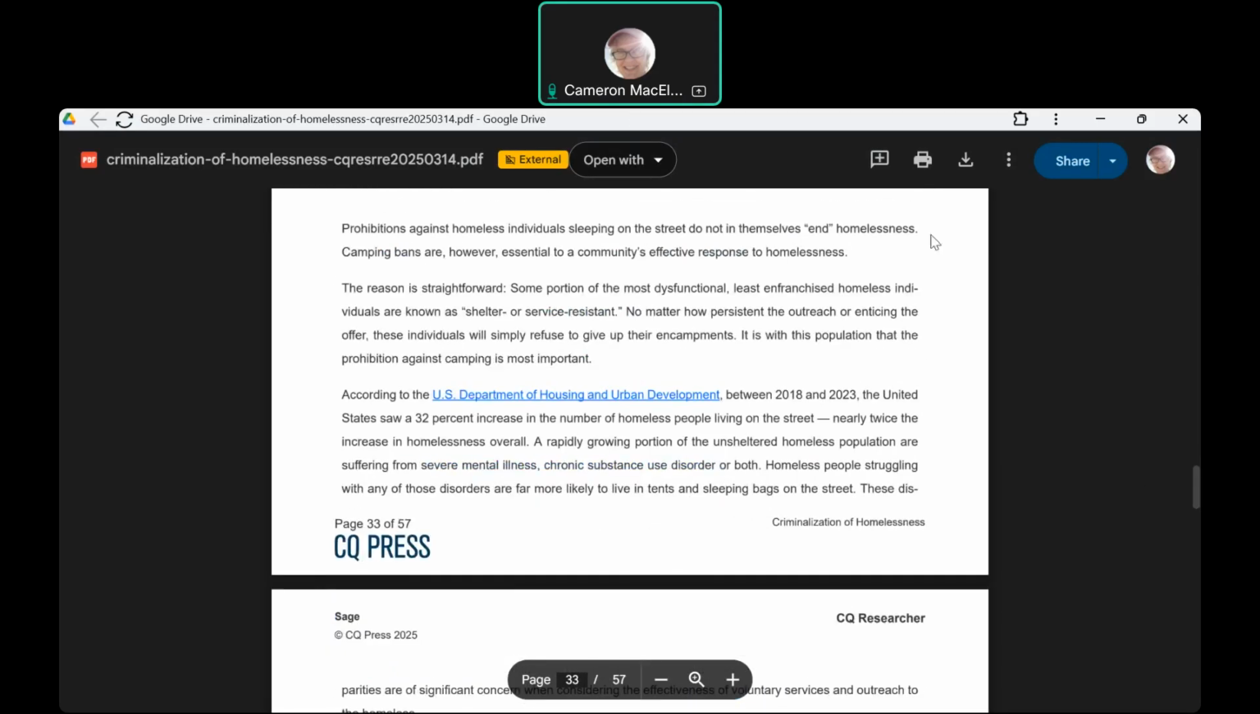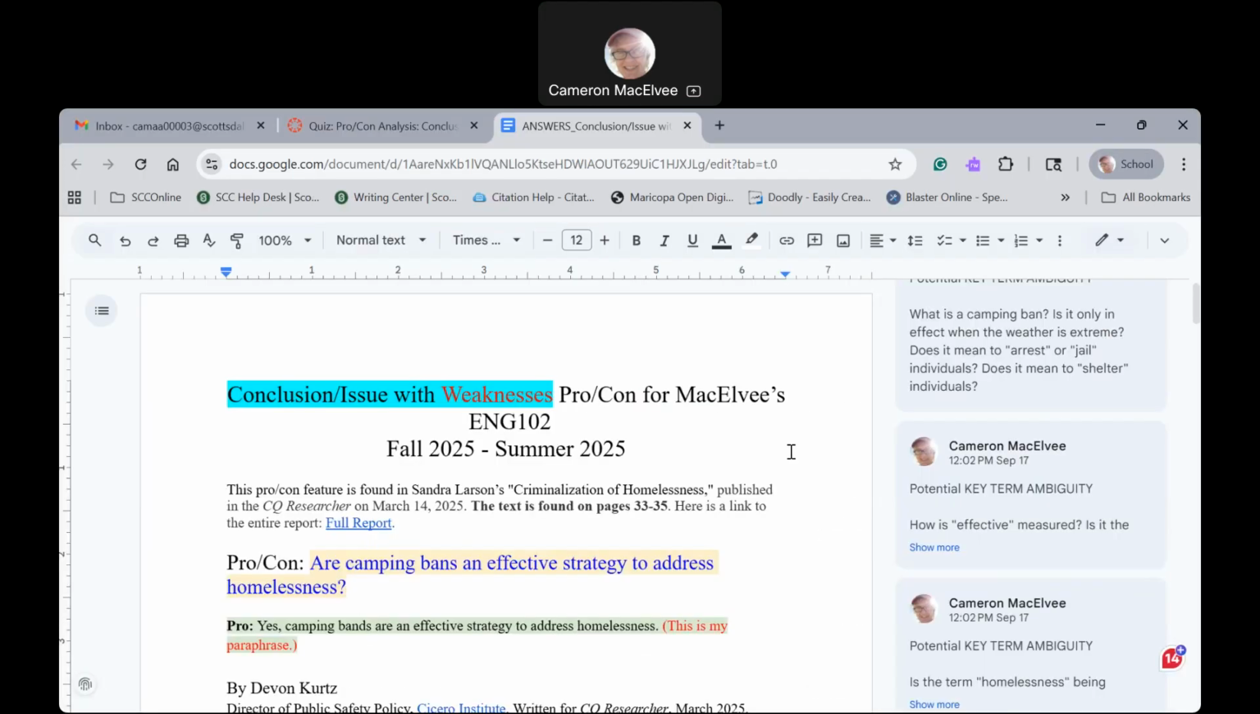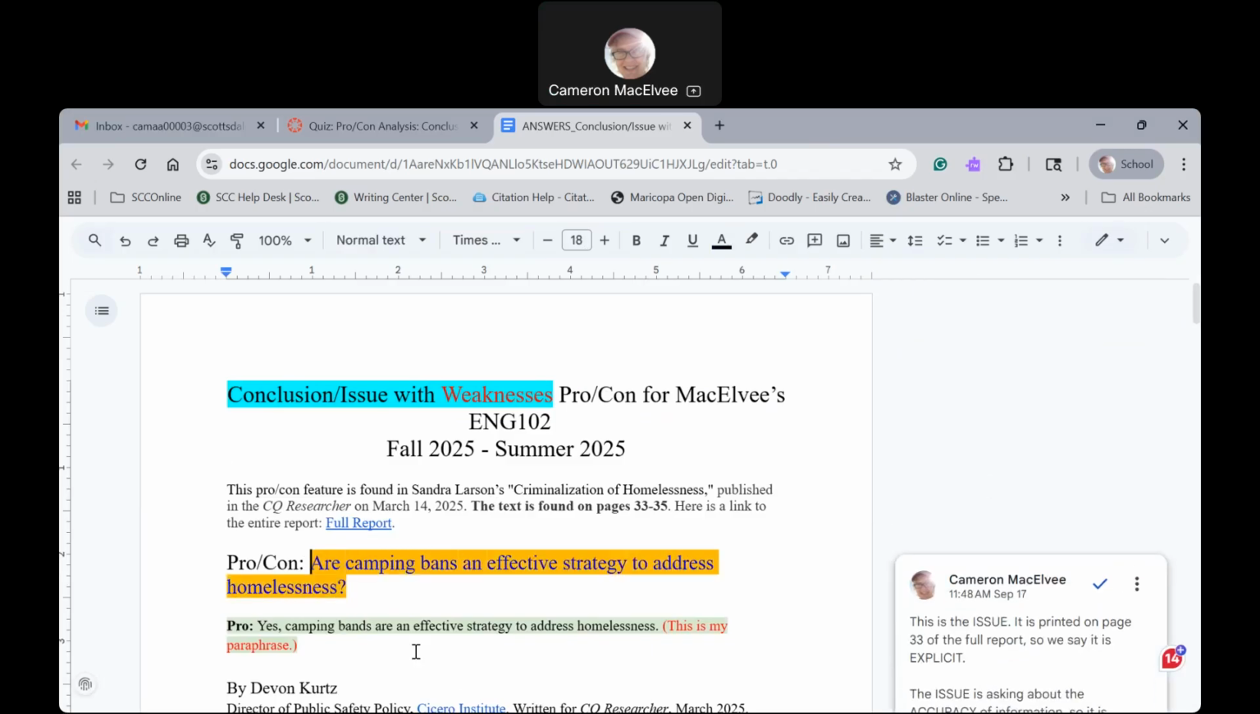So what I did to make it easy for you guys is I simply downloaded everything into this easy Google Doc so you can navigate it a lot more efficiently than having to open up the PDF of the report. So the issue right here, are camping bans an effective strategy to address homelessness, is right at the top of page 33. So what we would say is, for sure, this is the issue. It's printed at the top of page 33. So that means it's explicit.